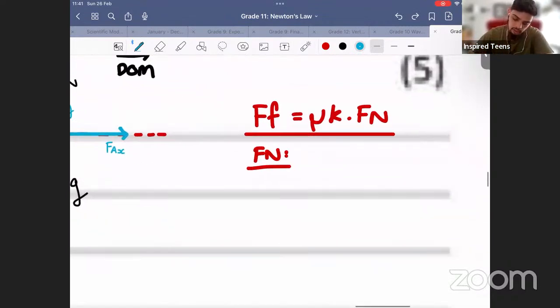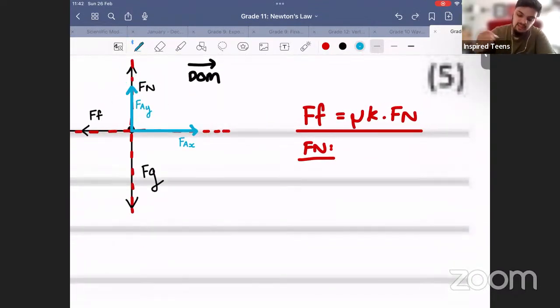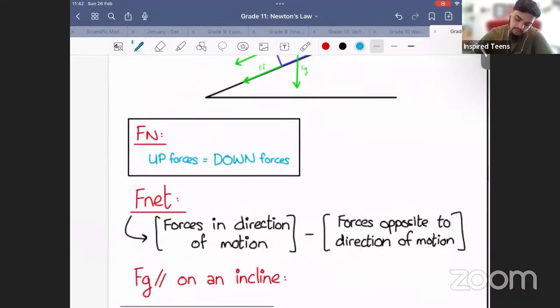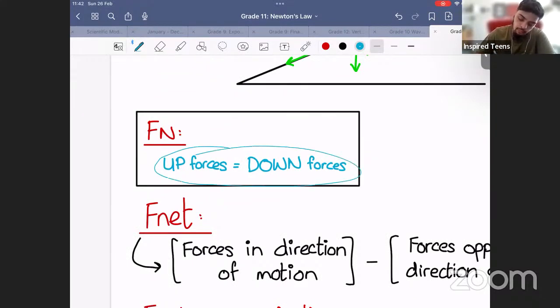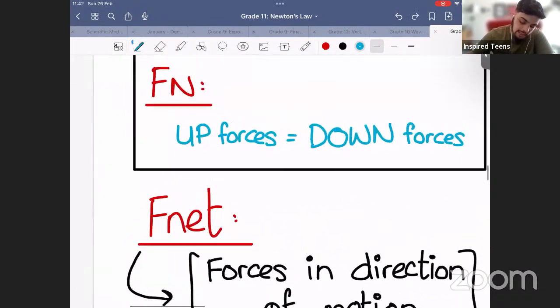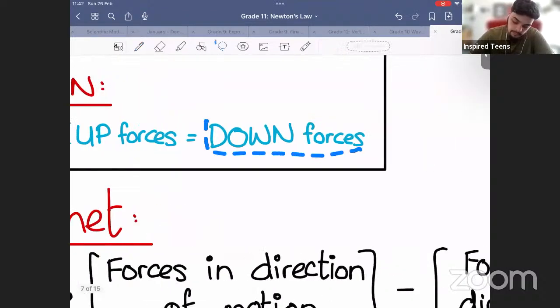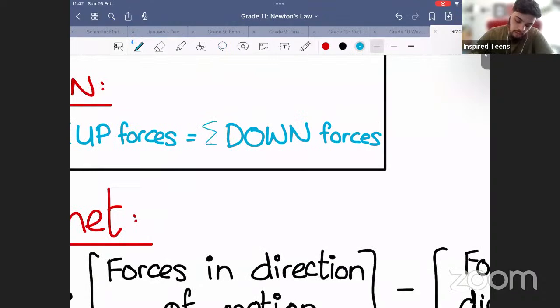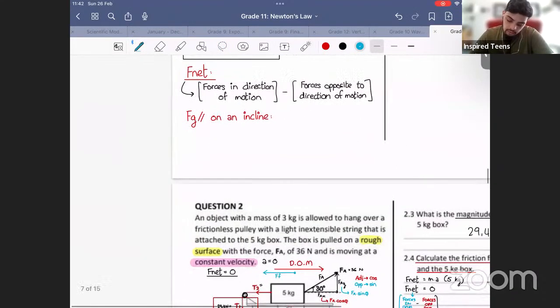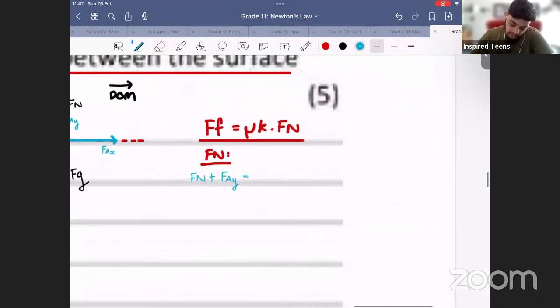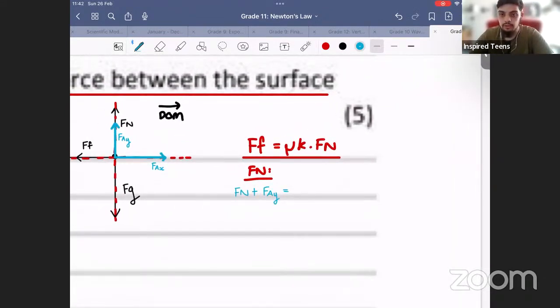Fy and Fn, correct. So when I have two forces in the same direction, like two up forces, I add them. So I have Fn plus Fy. So what did the rule say to get Fn? Whenever you want to calculate Fn, you take your up forces and equate them to your down forces. Maybe we can say the sum of the up forces is equal to the sum of the down forces, right? Then it makes more sense, because we add up all the up forces and we add up all the down forces. Okay, so Fn plus Fy is equal to what? What are my down forces?